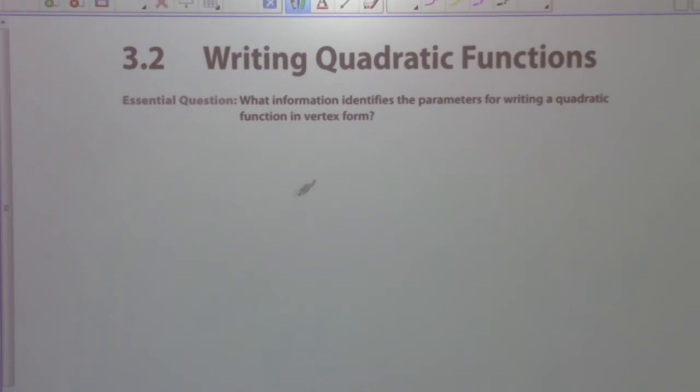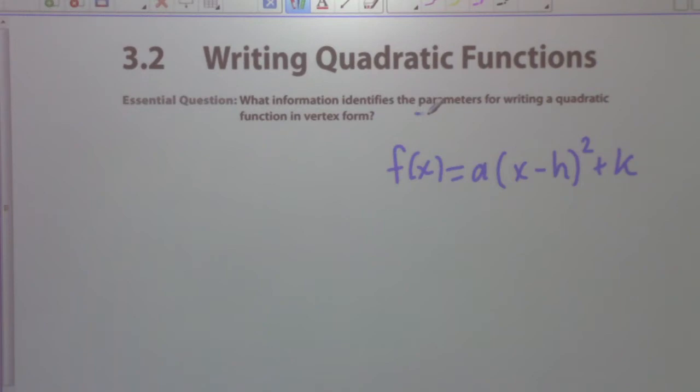Okay, if you have trouble remembering, let me write it down for you. It's f of x equals a times x minus h squared plus k. Does that look familiar in any way, shape, or form to you?